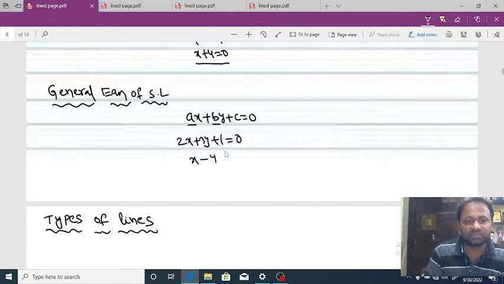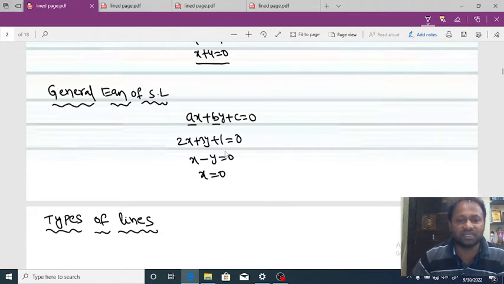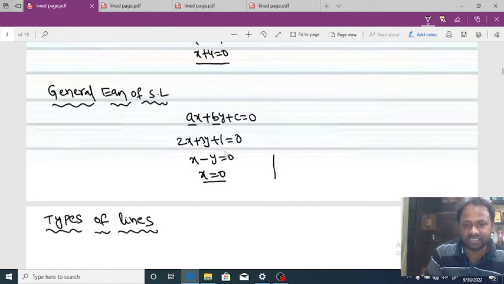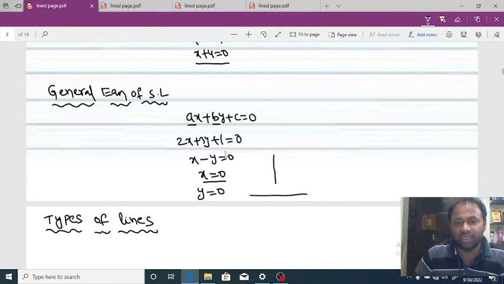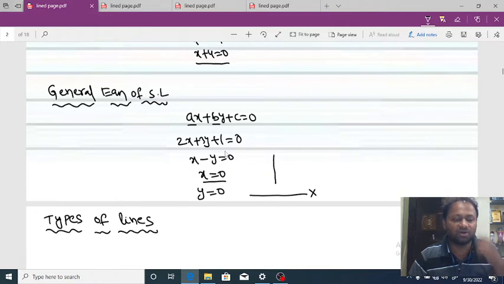Or x minus y is equal to 0 represents the equation of a straight line. x is equal to 0 also represents the equation of a straight line, because this is a line which represents the y-axis. And y is equal to 0 also represents a straight line, that means it is the x-axis. So these are all forms of the general equation of a straight line.